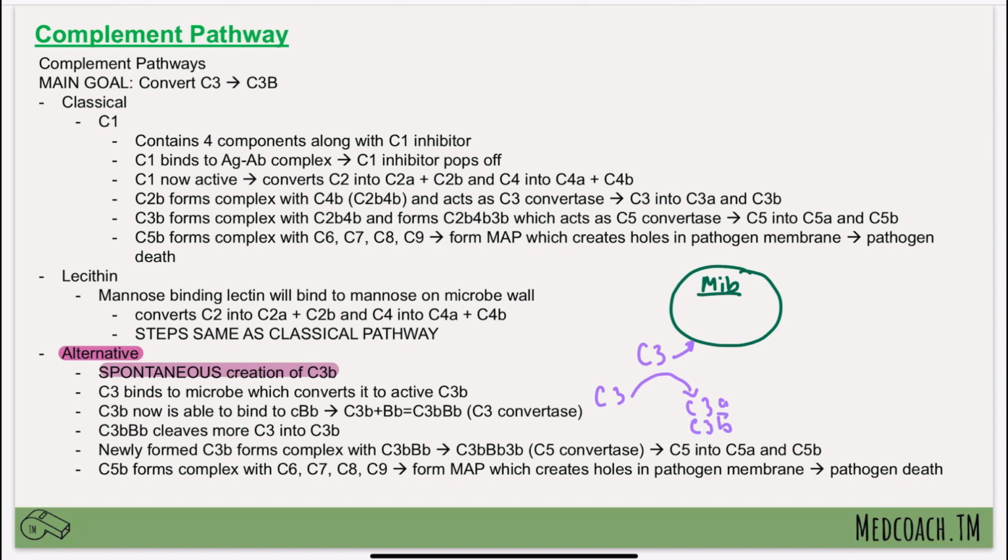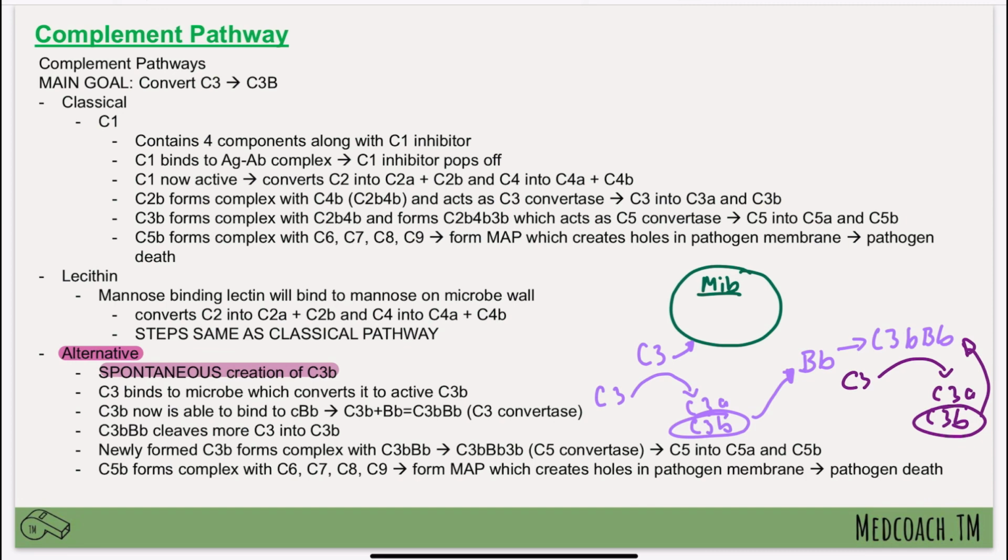This C3b now is able to go and bind onto another protein, which is called BB. Once it binds onto this protein, there's going to be a complex called C3b BB that is formed. And this C3b BB is actually going to act as a C3 convertase. So it's going to convert again C3 into C3A, C3b. And then now this C3b is going to go and form a complex with this already C3bBb.